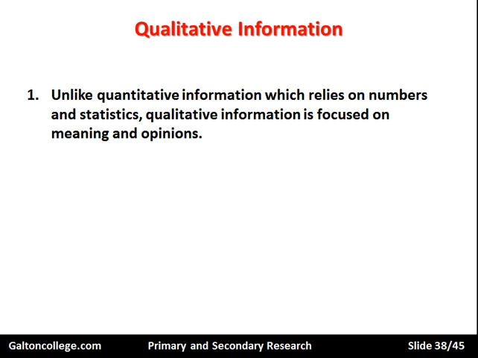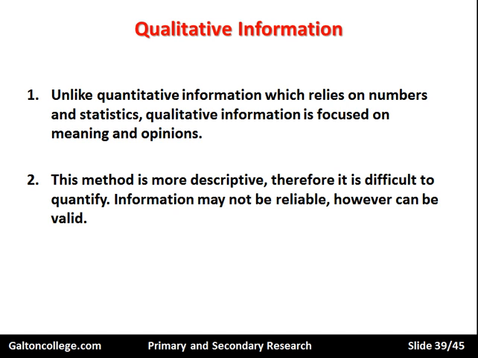Qualitative, well, unlike quantitative information, which relies on numbers and statistics, qualitative information is focused on meaning and opinions. Qualitative is what are our opinions, what are our attitudes towards particular situations. It's much more descriptive, therefore it's difficult to quantify. It's our opinions, and as such it's difficult to get a measure. How strongly do we feel about a particular situation? We may dislike something, but do we dislike it intensely or just dislike it a little?